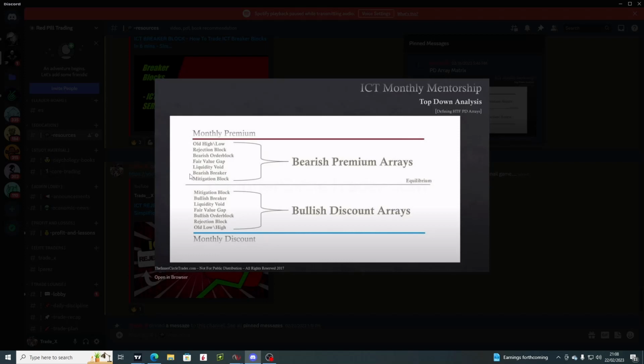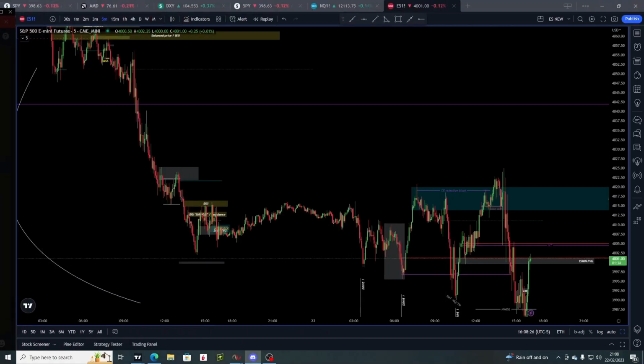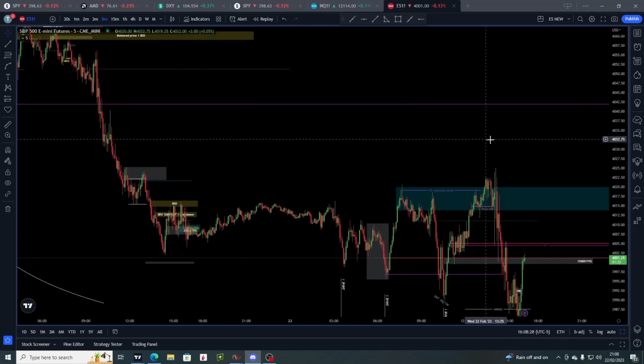And so these are the levels that price is going to have to break through in order to target a new high, right? So if we're at a breaker, the next is liquidity void. Then after liquidity void is a fair value gap, then a bearish order block, then a rejection block, then an old high and an old low, right? So if we just put this to one side for a second, and I'll bring it back. So the first thing that's on that list, right?